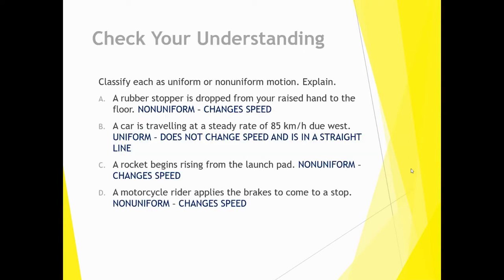So for letter A, a rubber stopper is dropped from your raised hand to the floor. That one's non-uniform because it's going to change speed as it gets closer and closer to the floor. B, a car is traveling at a steady rate of 85 kilometers per hour due west, and that's uniform because it doesn't change speed and it's in a straight line going straight west. C, a rocket begins rising from the launch pad. That is non-uniform because it changes speed. And D, a motorcycle rider applies the brakes to come to a stop, and that is non-uniform because he's changing speed.